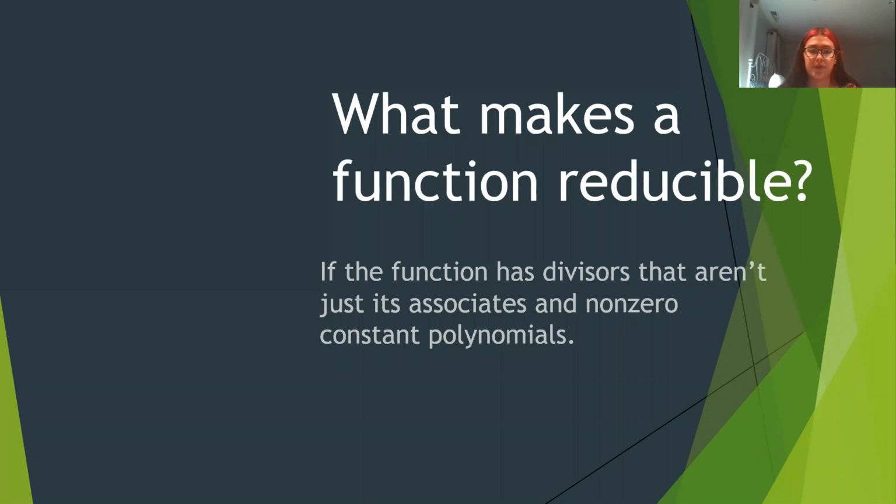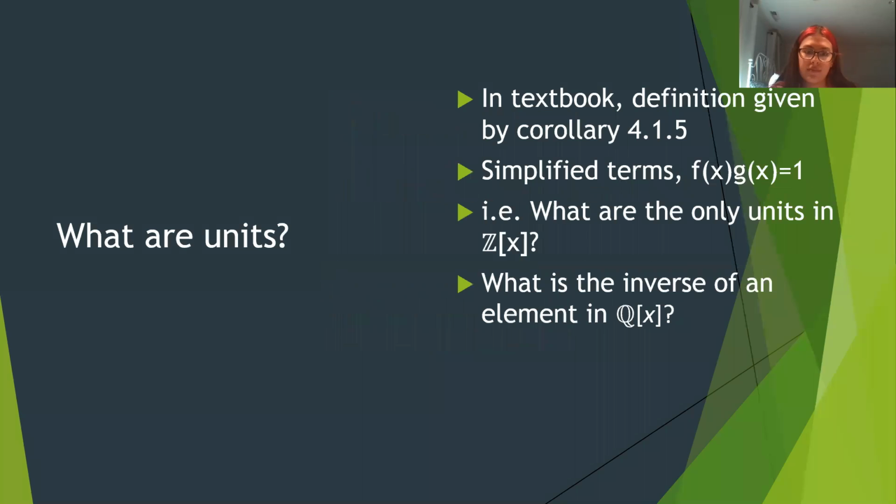Now, what makes a function reducible? If the function has divisors that aren't just its associates and non-zero constant polynomials. So other divisors of a reducible polynomial can include other integer coefficients and other irreducible polynomials.